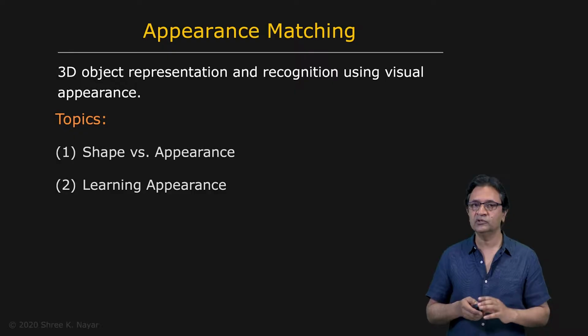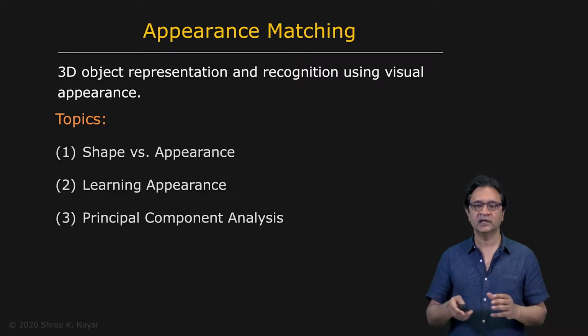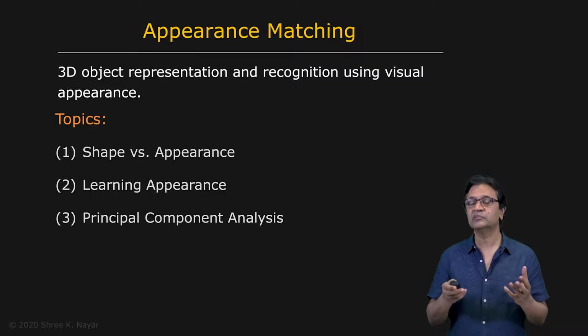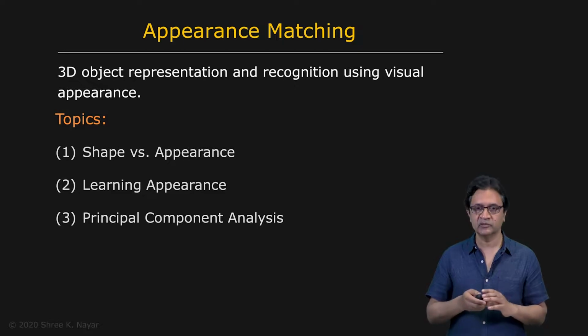And the technique we use for dimensionality reduction is called principal component analysis, PCA. PCA is very widely used in many different disciplines of science and engineering. We'll talk about what a principal component is and how we can compute the principal components given any data set.